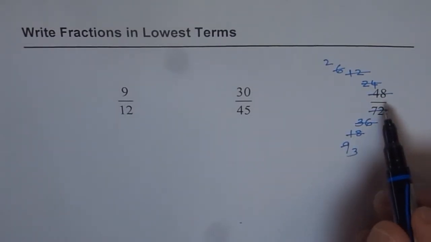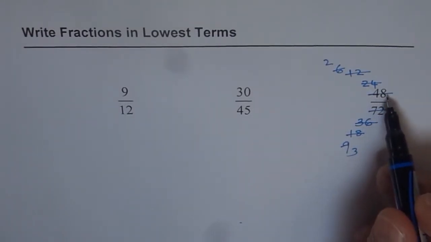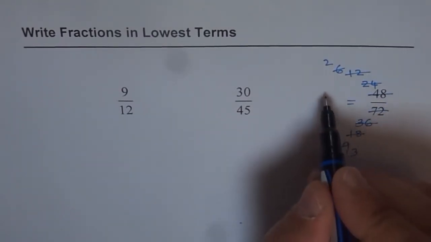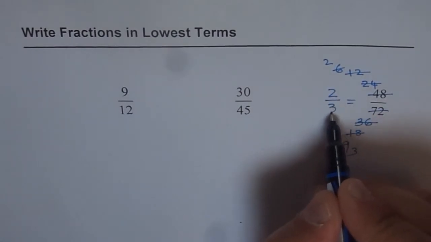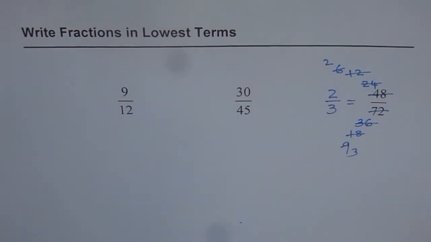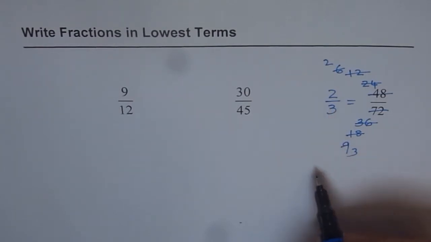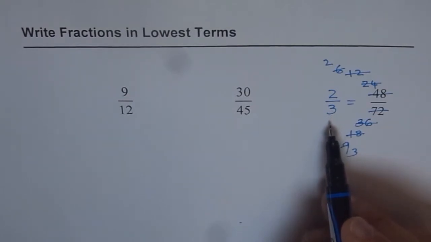So basically what we see here is 48 over 72 is equivalent to 2 over 3, right? So we write this as 2 over 3. So 48 over 72 is equal to 2 over 3. Now can you reduce it further? No, it can't be. So that is the lowest term. So lowest term is a term when numerator and denominator do not have any common factor. So that is how we get a fraction into lowest terms.